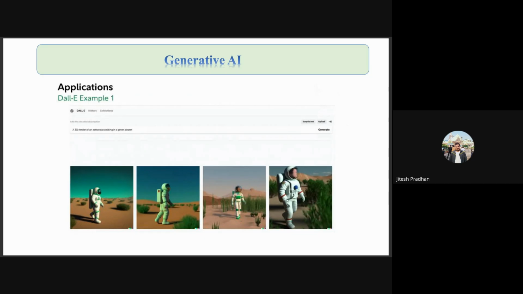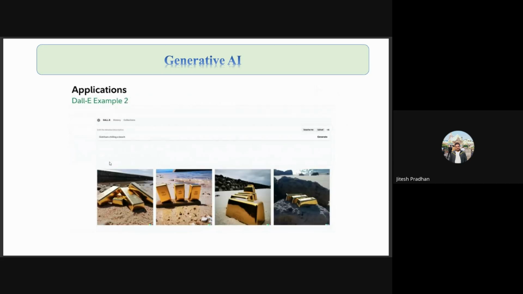That is called hallucination. It means our model will hallucinate. It will try to generate outputs that are entirely different from each other. That is a major problem with gen AI. Now look here, it's basically a gold bar chilling on a beach. We have 4 different examples, and all are entirely different. It's called hallucination of AI or gen AI.